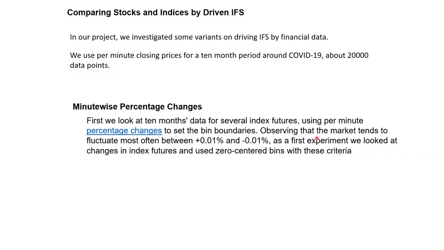First of all, we observed that this stock market usually tends to fluctuate between plus 0.01% to minus 0.01%, most of the time. Sometimes it fluctuates more, sometimes less, but most of the time it is between plus minus 0.01% of the current value. Remember, it's the per minute percentage change, it's not per day percentage change. So it is very, very low. So as a first experiment, we looked at the changes in the index future, and we used zero centered bins with the following criteria.